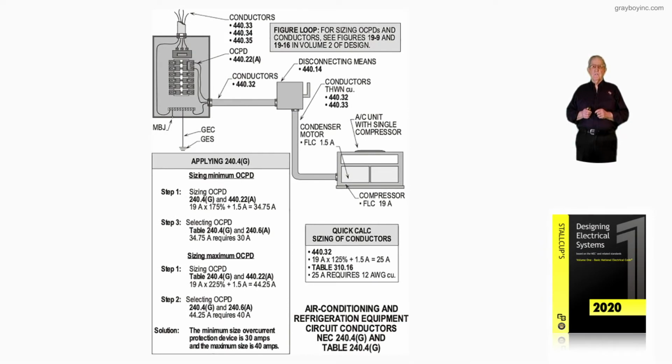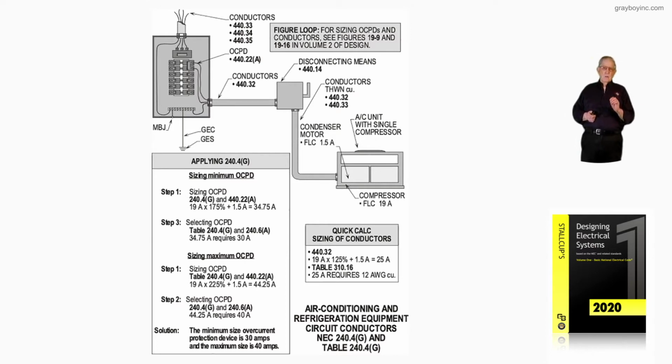Now this illustration deals with air conditioning and refrigeration equipment and the circuit conductors that supply them and the overcurrent device in accordance with 240.4(G) and Table 240.4(G). The information that we have in the illustration is the compressor is 19 amps. The condenser motor in the air conditioner is 1.5 amps. It's a single compressor AC.